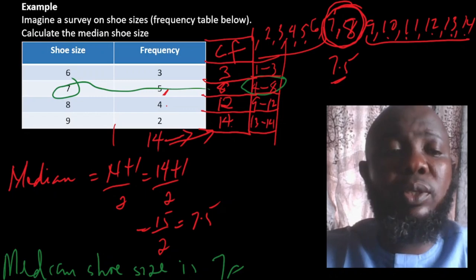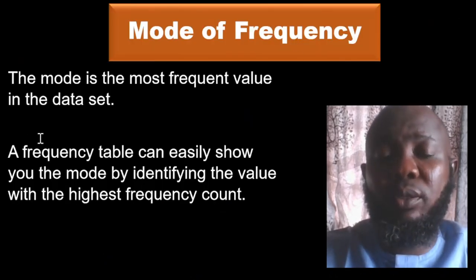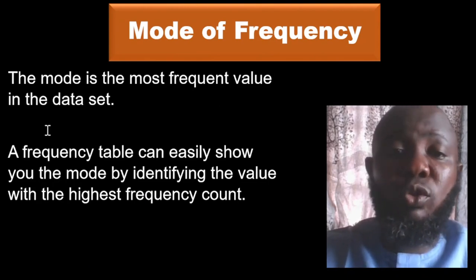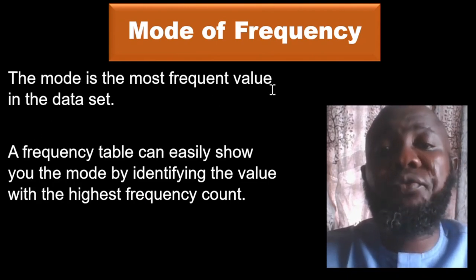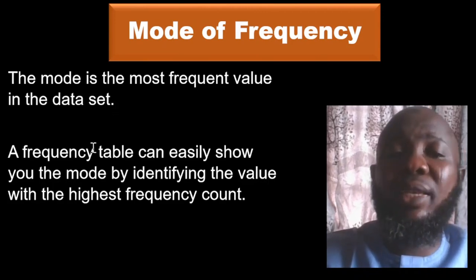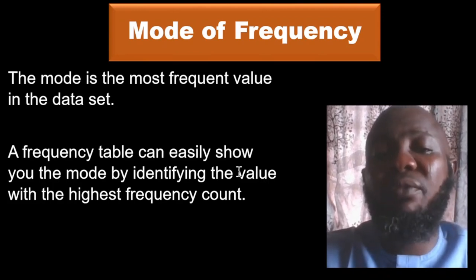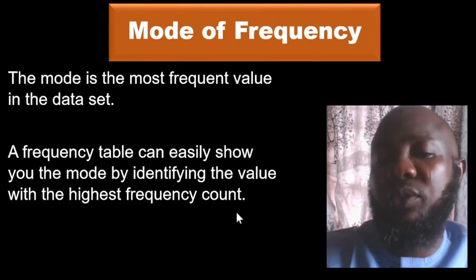So move to the next one, which is the mode. It's the last one here, the mode of a frequency distribution. The mode is the easiest one to get here. The mode is the most frequent value in the data set, so the number that has the highest frequency. A frequency table can easily show you the mode by identifying the value with the highest frequency count.